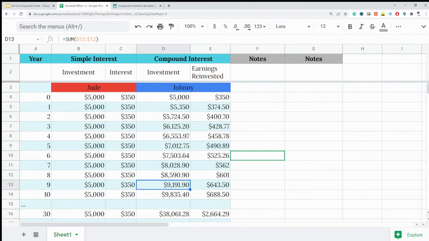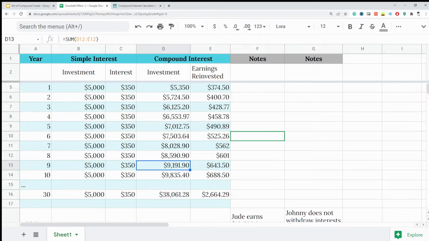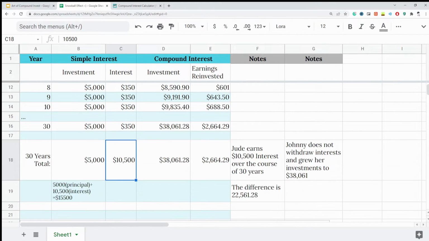And if we check back 30 years later, Jude would have earned $10,500 in interest, and her initial $5,000 investment would have grown into $15,500. And that can be shown right here. $15,500. In contrast, Johnny would have earned $33,061 in interest, and the initial $5,000 investment would have grown to $38,061. Johnny earned more than double Jude's return on investment.